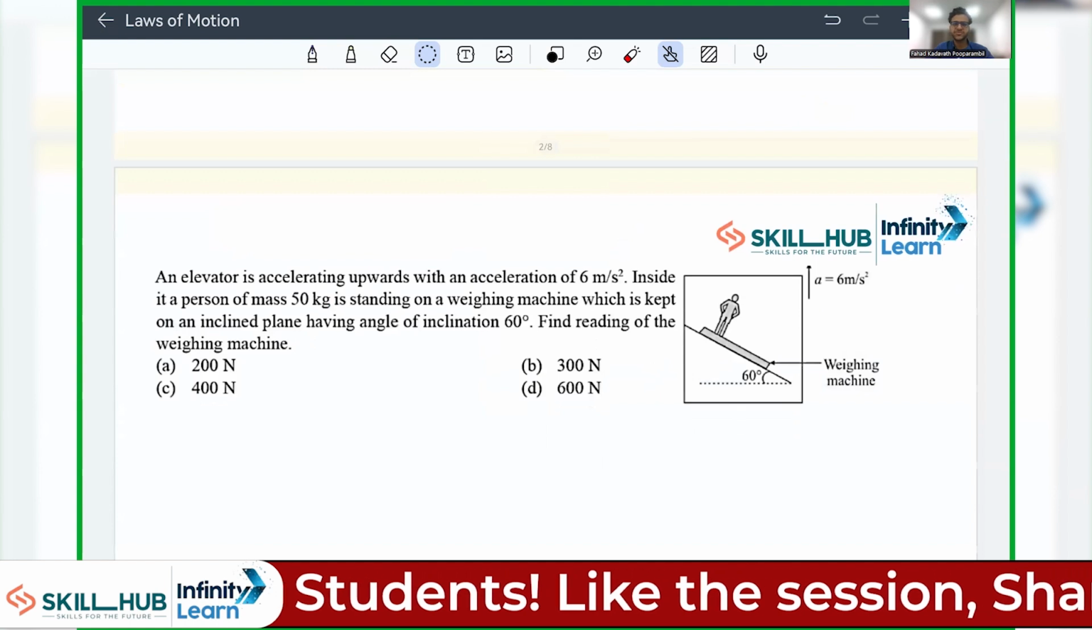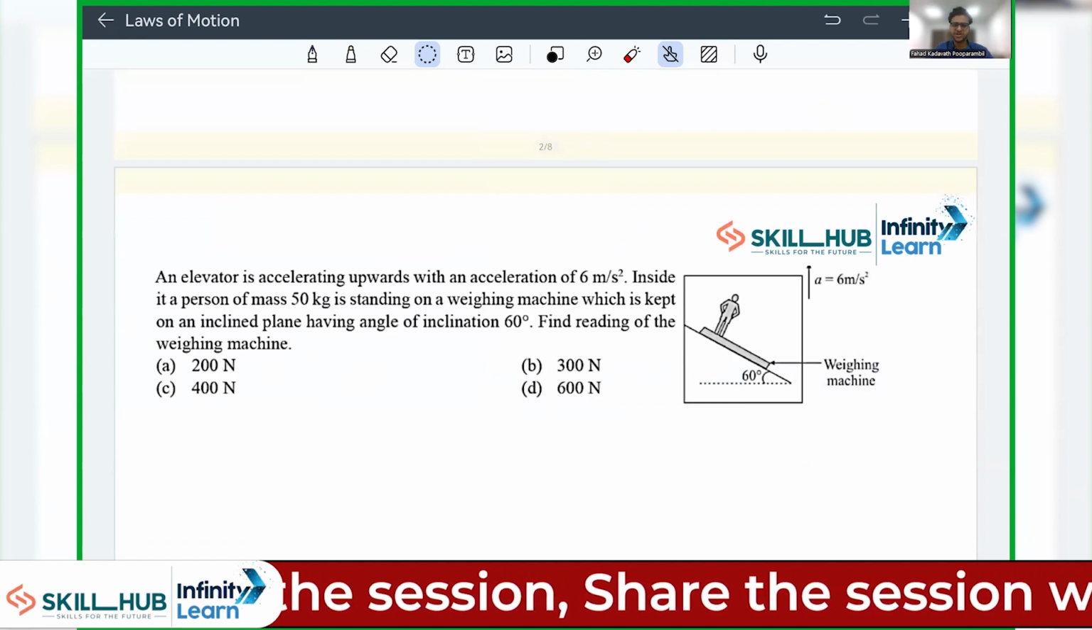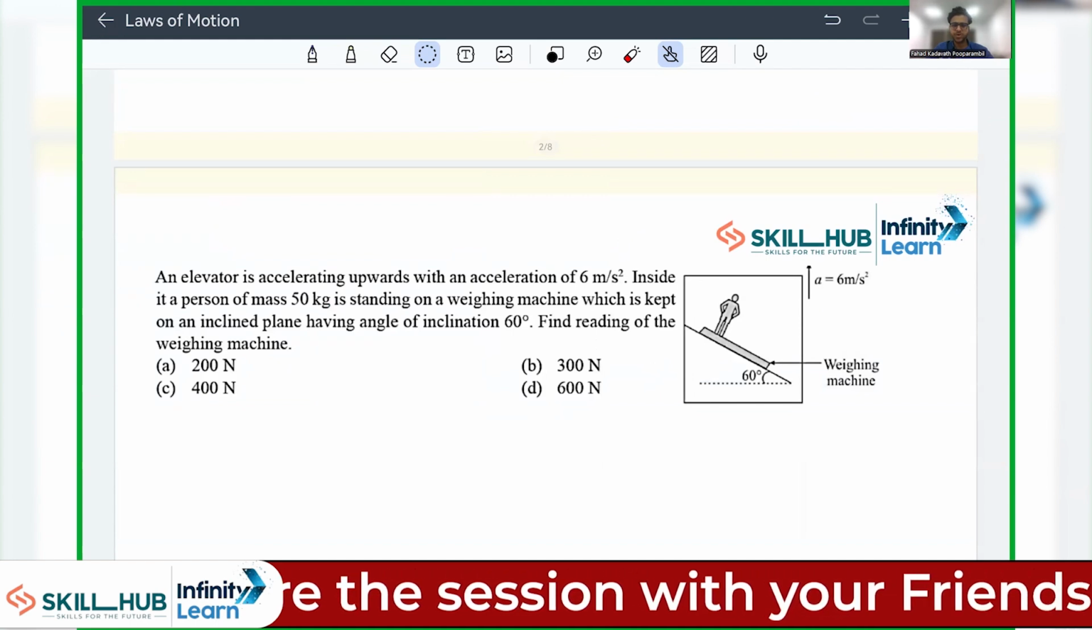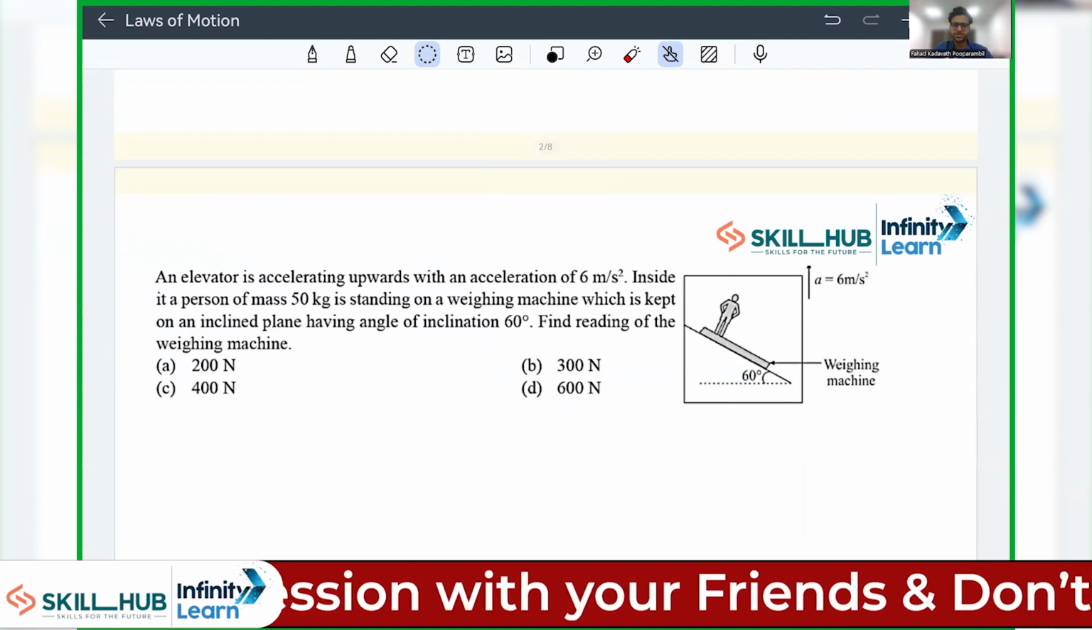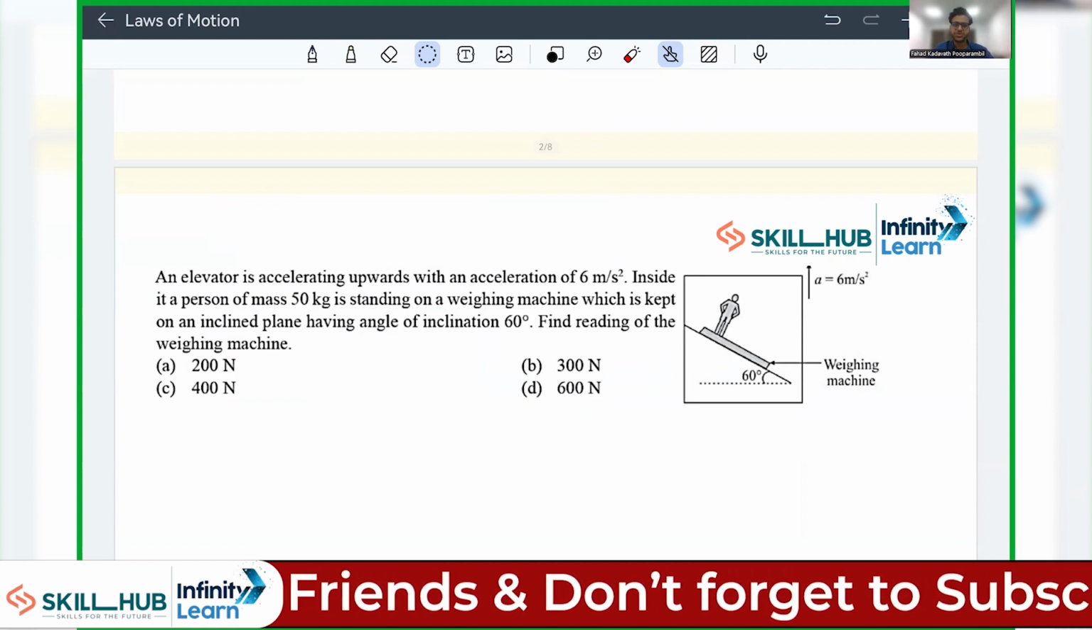In this question, a lift is accelerating upward with an acceleration of 6 meter per second square. A person is standing inside the lift, standing above a weighing machine which is kept at a 60-degree incline. We need to find the reading of the weighing machine.